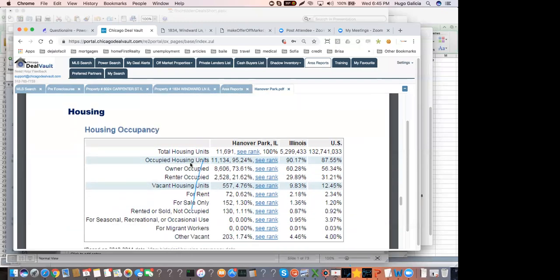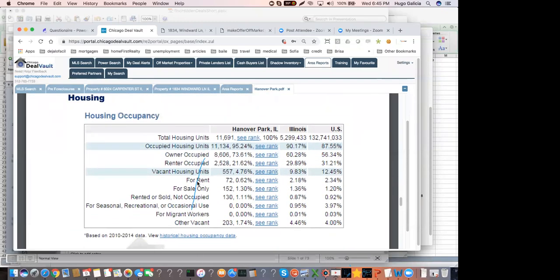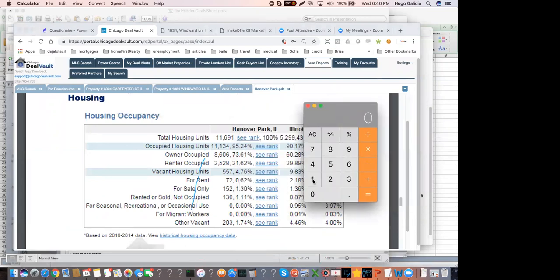So now let's scroll down to the housing occupancy. This is what we want to look at. So look at this, vacant housing, the percentage is 4.76 right here. So it's very low. Vacancy in Hanover Park is very low. So the way we can translate that into our use case is, the rent is $1,600, okay?